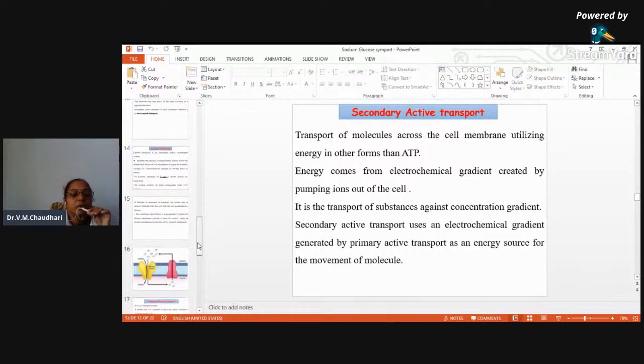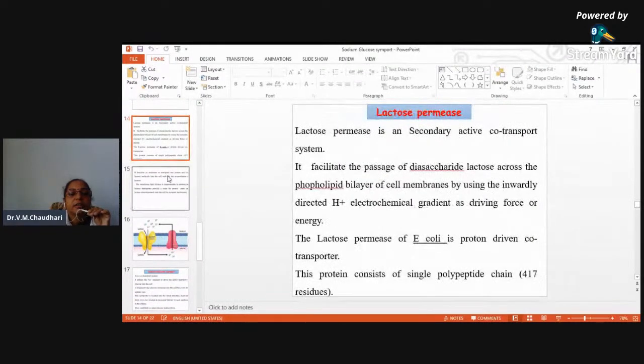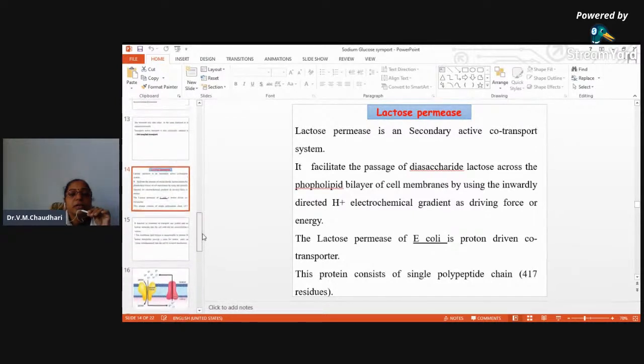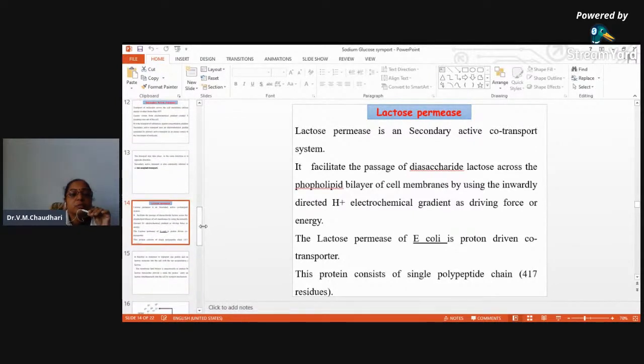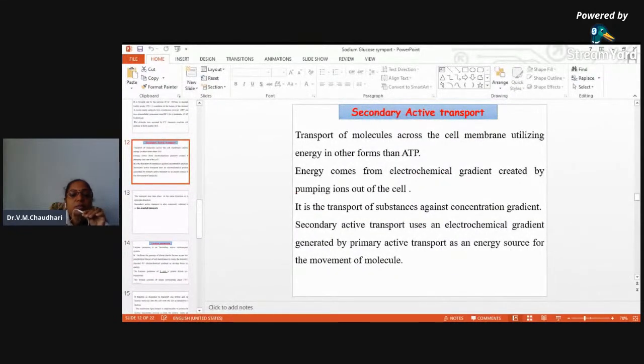So last time what we have seen, the secondary active transport. What is secondary active transport? We have seen the example of secondary active transport, that is the lactose permease. What is secondary active transport? Transport of molecules across the cell membrane utilizing energy other than the ATP. Do you remember?